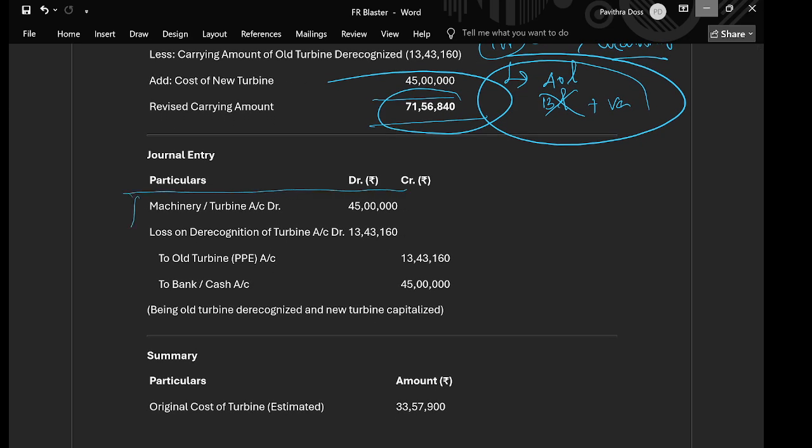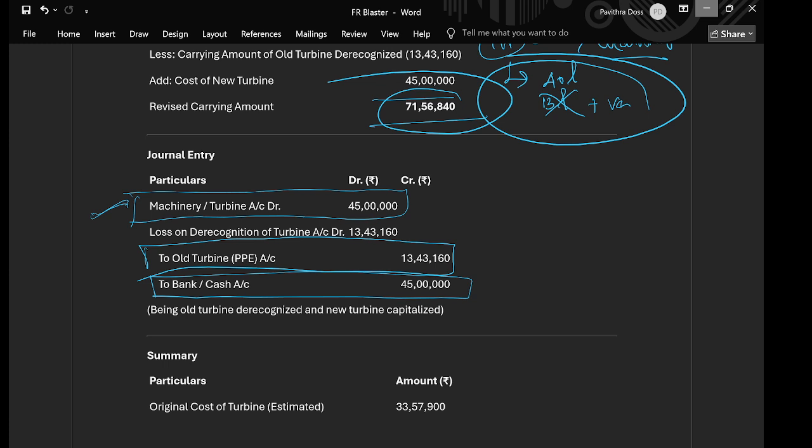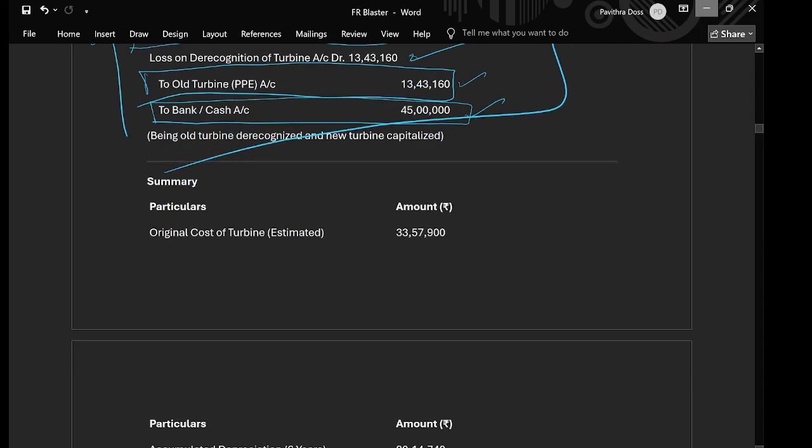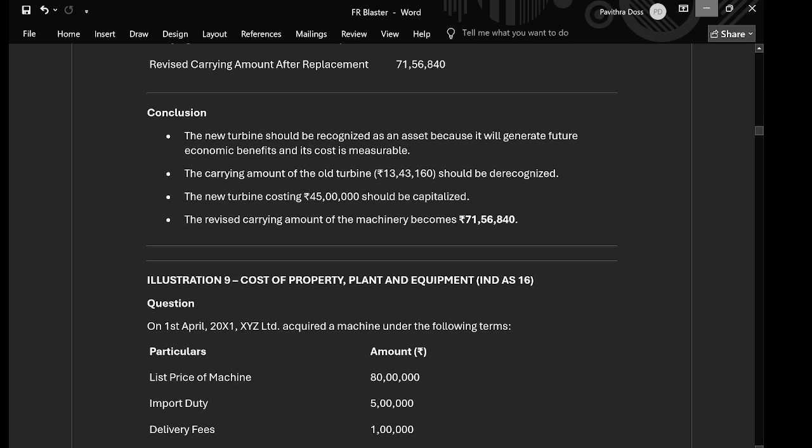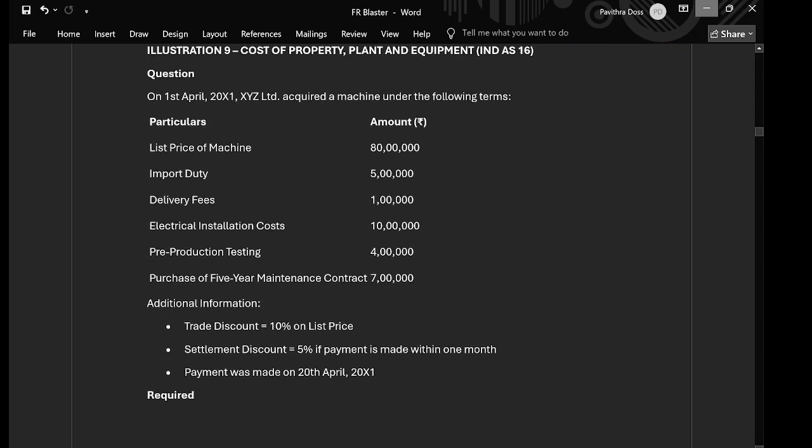So let us see how the journal is being presented. New turbine comes in at 45 lakh. Old turbine is de-recognized, and we are paying in cash for these 45 lakhs. So new machinery comes in, cash goes out, and this one is de-recognized with a loss on de-recognition. So this is how the journal entry is presented. Very easy. Let's take a pause till here.